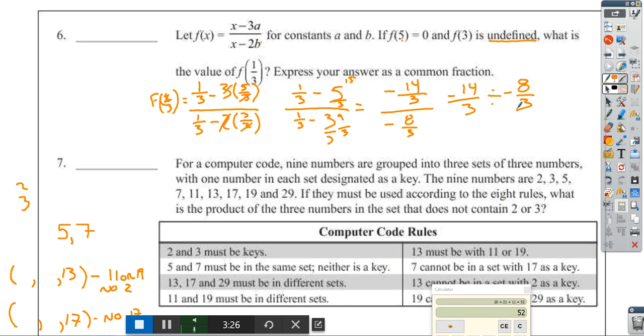Well, dividing by a fraction, you just multiply by the reciprocal. So we have negative 14/3 times negative 3 over 8. Oh, these cancel out. The negatives cancel out. So we get 14 over 8, which is equal to, well, they both share a factor of 2, 7 over 4. And that's my answer, 7/4.